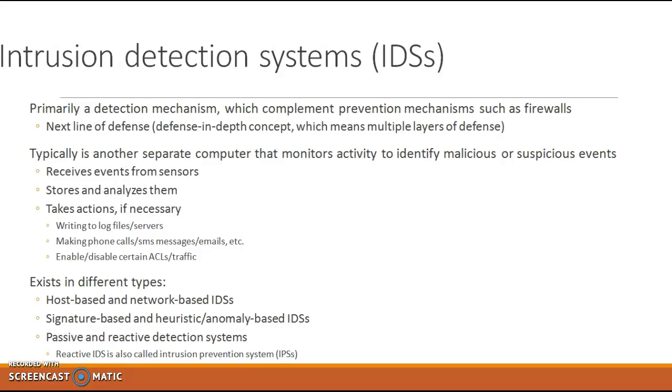So they can let you know about the different attacks. Typically it is another separate computer, so we can install the IDS. Usually it comes in the form of Snort. Typically Snort is one of the applications of the IDS. It is another separate computer that monitors activity to identify malicious or suspicious events, receives events from the sensors, and stores or analyzes them. It can analyze the data it receives from the firewalls, and takes action if necessary.